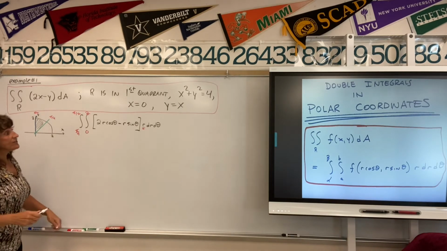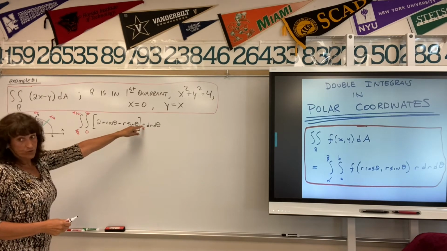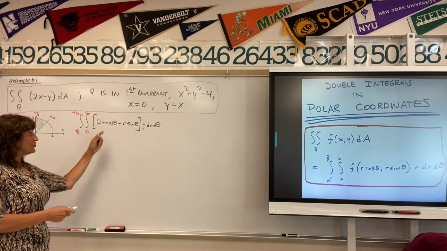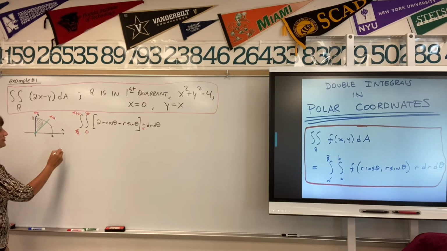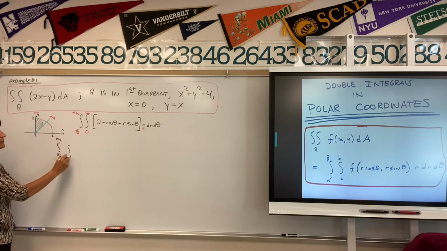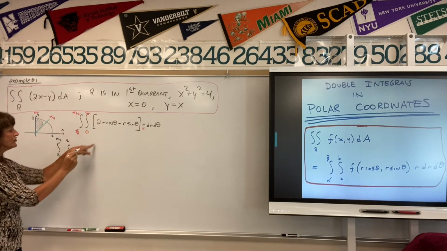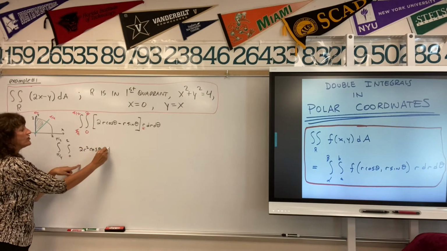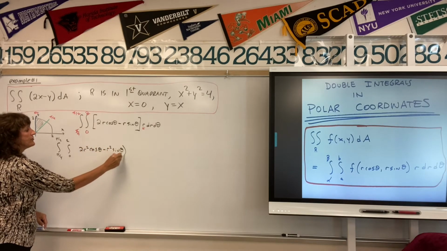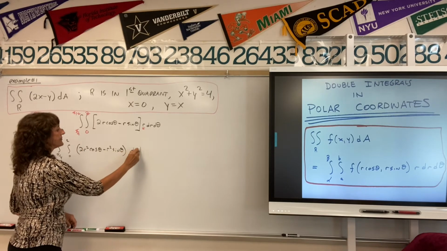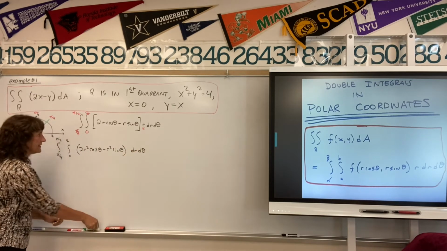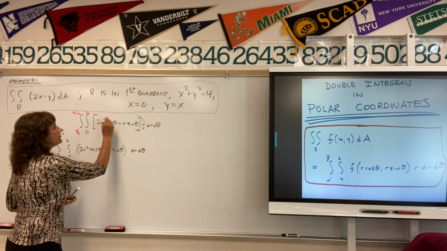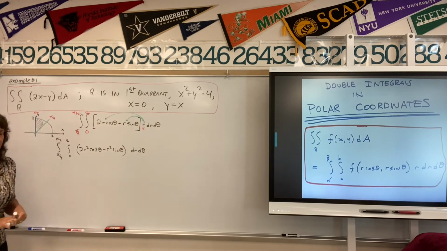Now what I like to do next is take the r, that extra parameter r that needs to be in there, and distribute it. So we have from pi over 4 to pi over 2, and then we're integrating from 0 to 2. Distribute, so you have 2r squared cosine theta minus r squared sine theta, times dr d theta. Then we can just integrate. I like to distribute the r to each term so I don't lose it. That's always something you'll need to do.